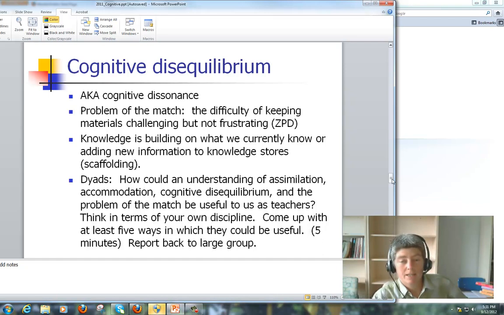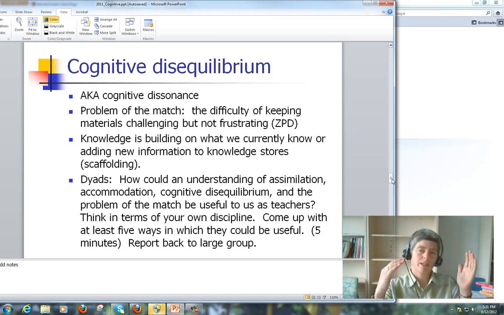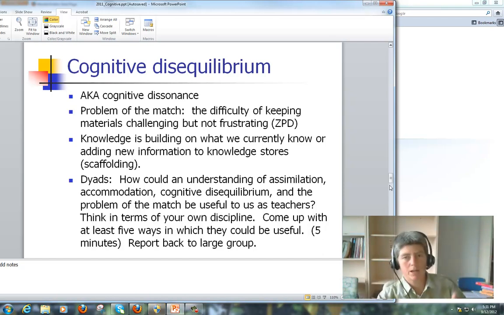If you aren't able to make sense of it, you might be having cognitive disequilibrium or cognitive dissonance. And this is an idea that Vygotsky talked about, right? The zone of proximal development, the ZPD, where you want to keep materials challenging just enough that the student can get there, but not so far away from them that they shut down out of frustration. Remember that knowledge is building on what we currently know by adding information to what we already have, so scaffolding, right?